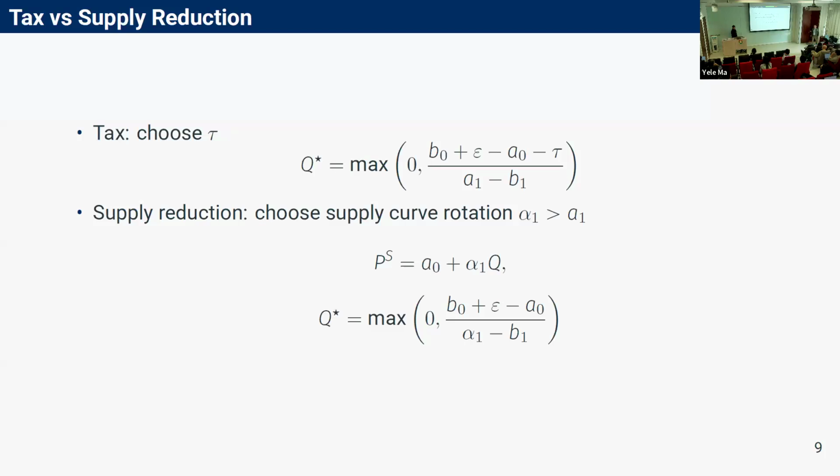If the government picks a tax policy, the equilibrium Q star would be captured by, you're going to have minus tau on the numerator, which effectively is a shift of the supply curve. We're going to model the supply reduction policy as a rotation of the supply curve. So the government is going to pick an alternative alpha 1 that is different from the actual supply curve, rotating the supply curve inwards, which leads to a different equilibrium quantity, where you simply replace A1 with alpha 1. So these are the two policies the government is thinking about, with the objective to maximize welfare.